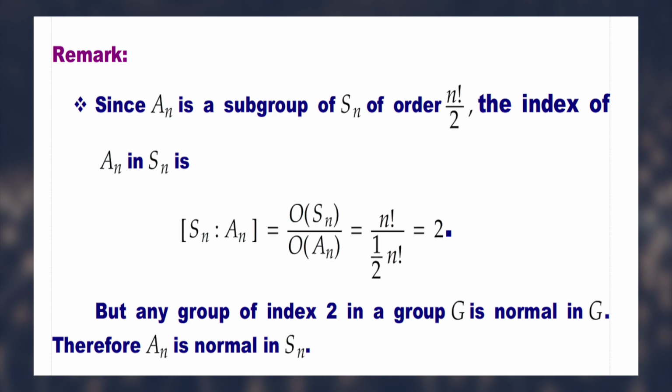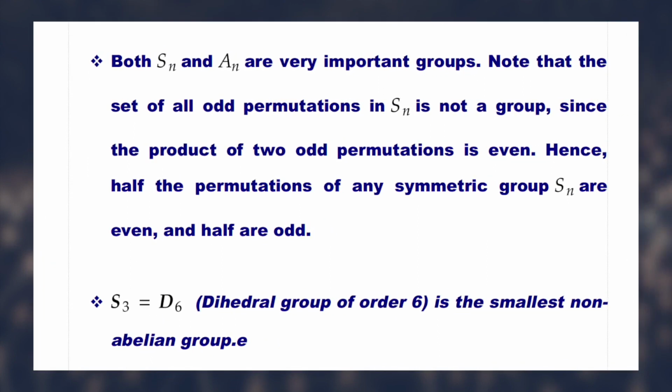Since An is a subgroup of Sn of order n factorial by 2, the index of An in Sn is order of Sn by order of An, which is equal to n factorial divided by n factorial by 2, which is equal to 2. But any group of index 2 in a group G is normal in G. Therefore, An is normal in Sn. Both Sn and An are very important groups.